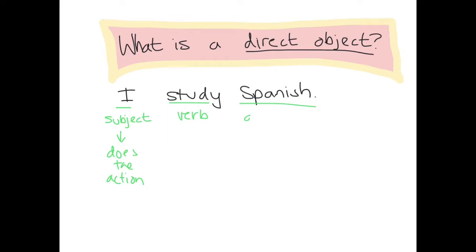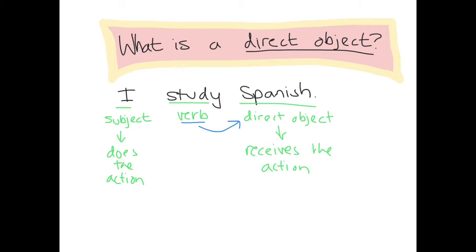Now, if we ask ourselves, what's being studied? Spanish, that's our direct object. So the noun that receives the action in a sentence is called the direct object. So once again, this word has to be a noun to be considered a direct object. It receives the action of the verb.